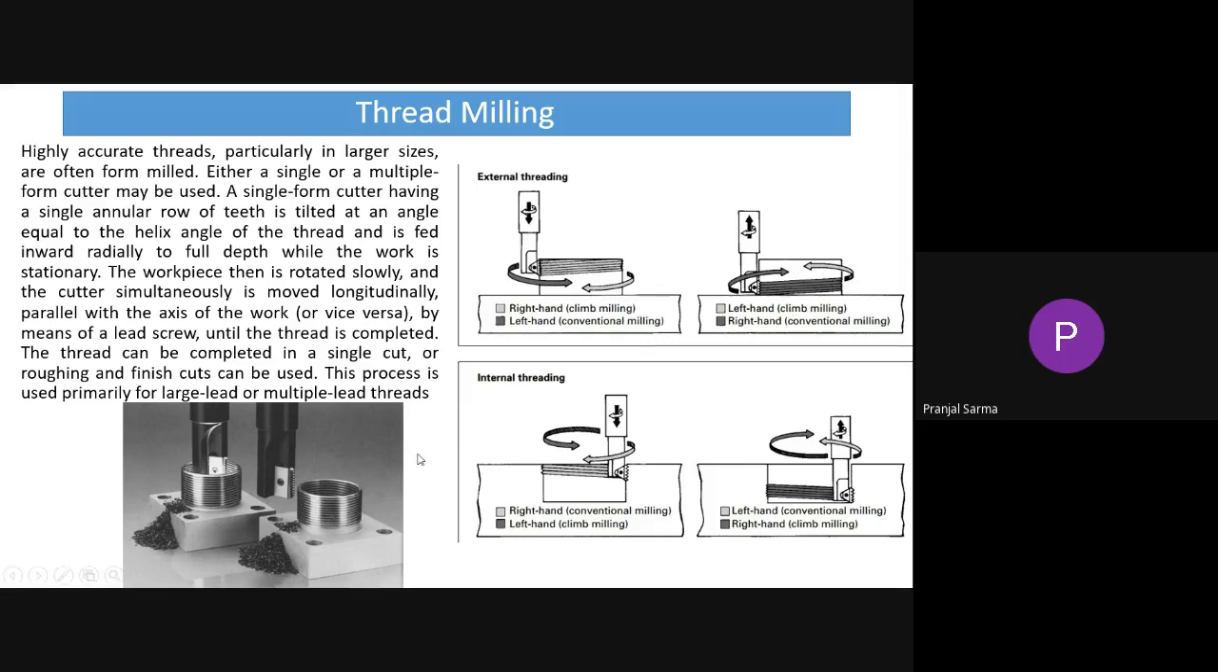Mostly this thread milling process is used for very large lead or multi-lead threads, because we can have a row of teeth on this form mill cutter, and that makes it possible to go for large lead or multi-lead threads. In this figure, an actual process has been shown. Here you can see the thread profile, it is making the external one, and here the form milling cutter is placed inside, so it will be able to generate the internal threads. These are the shapes that we have been shown.